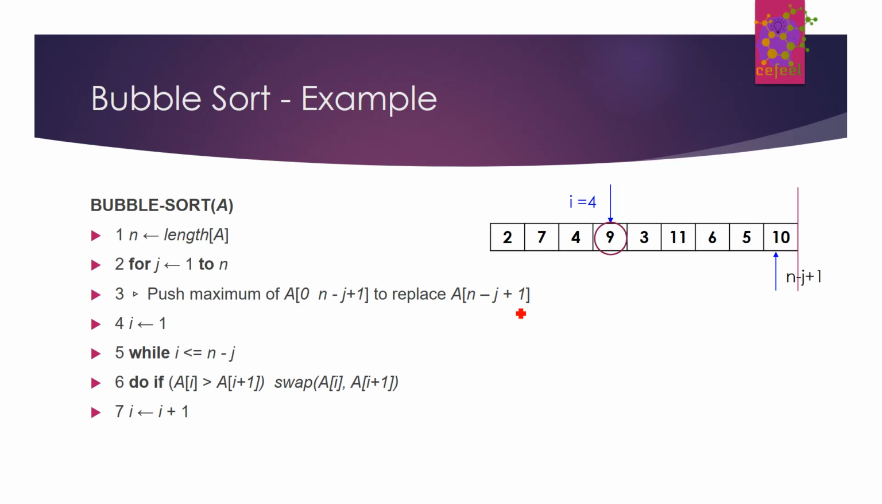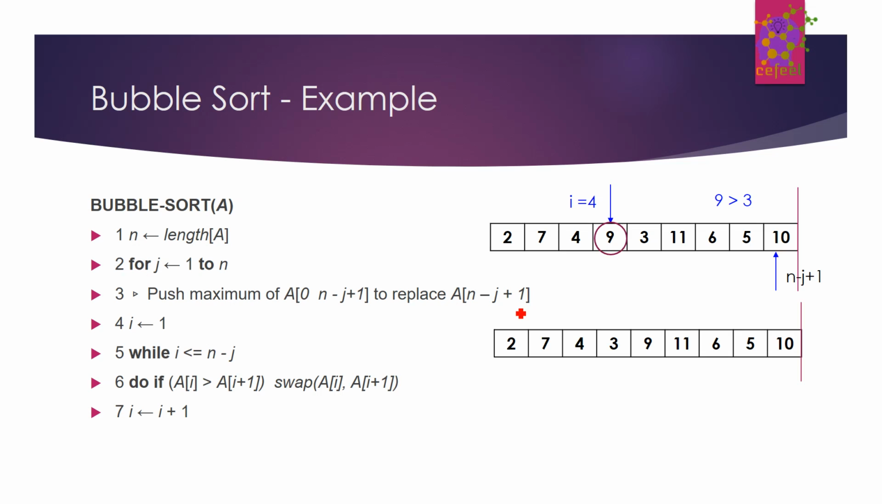So we now go to step 6 again, where we compare ai with ai plus 1. ai is 9 and ai plus 1 is 3, so 9 is greater than 3, so we need to swap these elements again. We will have a resultant array where 3 and 9 are swapped, and then we go to step 7, where I is incremented to I plus 1, so I now becomes 5, and we go to the start of the while loop again.